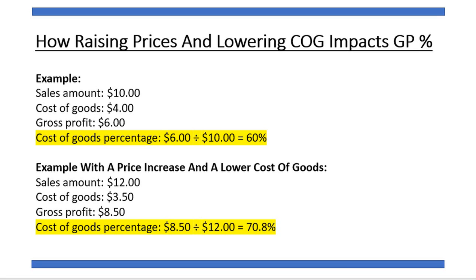Now, what if we did both of those things? Watch what happens. Again, the top example is the one we've been doing all along. But in the bottom example, we've both raised the price to $12 from $10, and we've lowered the cost of goods from $4 to $3.50. And now suddenly we're making $8.50, which is a 70% margin, 70.8% instead of 60%.